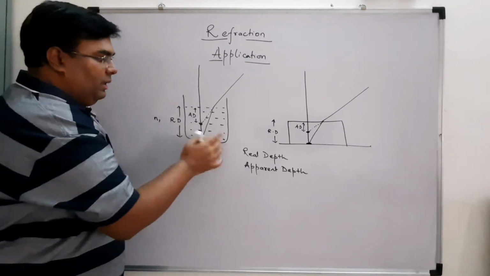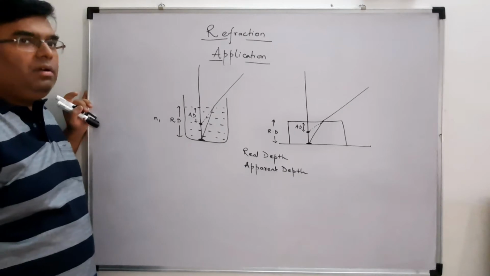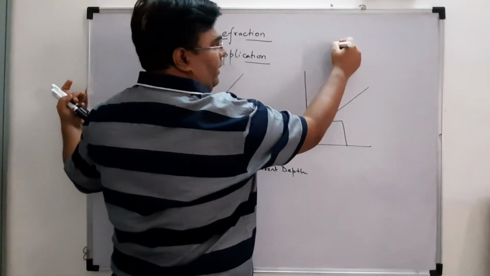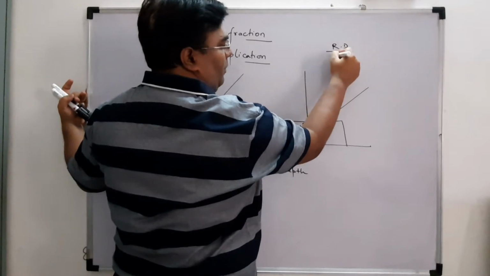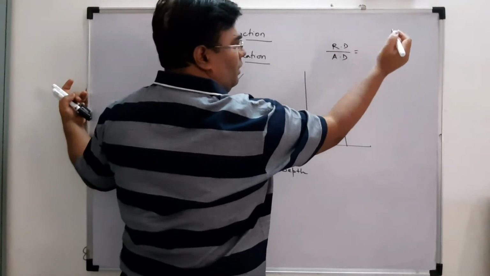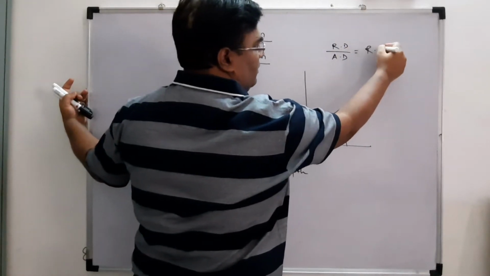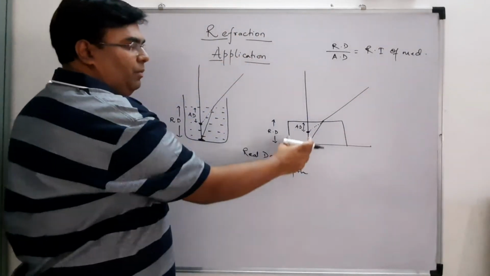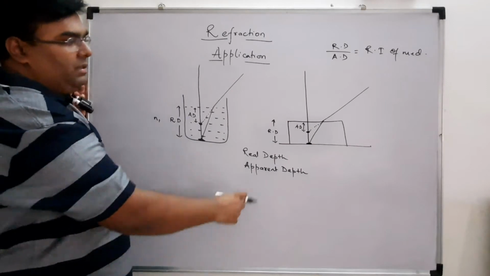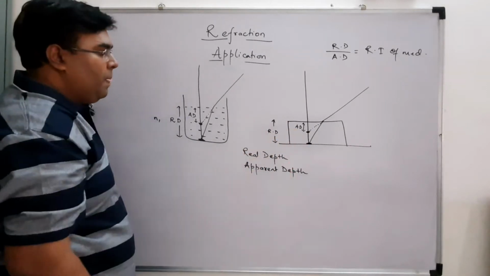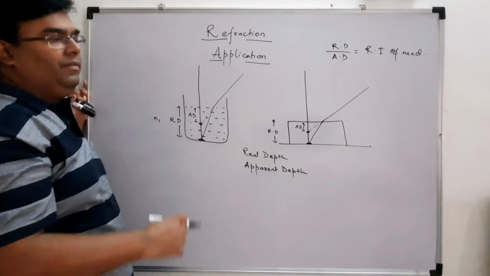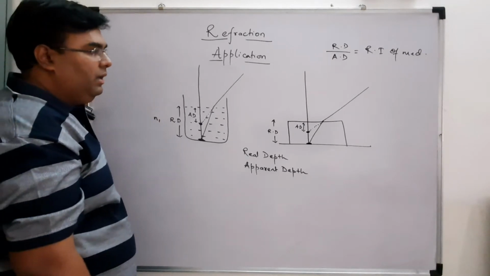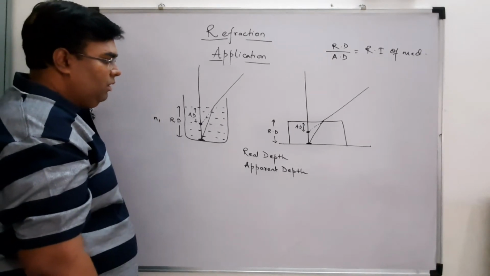Now real depth and apparent depth have a relationship. What is that? Real depth upon apparent depth is equal to the refractive index of the medium. Which medium? The one we are putting in, like the glass slab here, or water here. So the refractive index of that medium is real depth upon apparent depth, right?